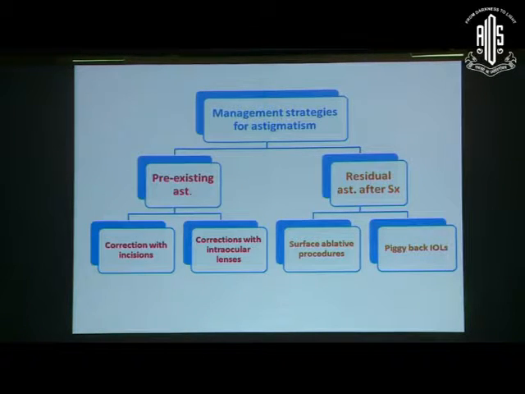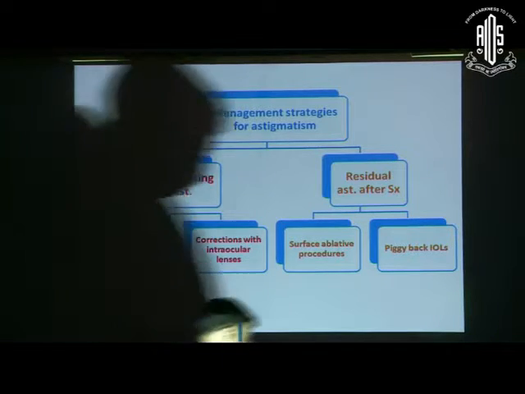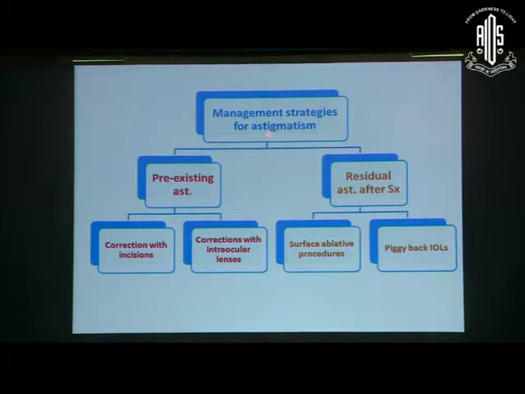This is just a flow chart which shows the different modalities which are available for correcting astigmatism with cataract surgery. We can basically divide the astigmatism into pre-existing astigmatism or some residual astigmatism which is left even after doing the best during the surgery. For the pre-existing astigmatism, we have 2 main methods. One is correcting by incisions, corneal incisions, limbal incisions, and so on. Second is correction with intraocular lenses. For the residual astigmatism after cataract surgery, we can either go to surface ablative procedures or piggyback IOLs depending upon the logistics at that time. I'm going to address all of these issues one by one.